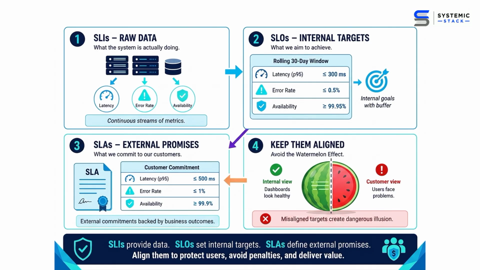If they aren't aligned, you'll run into a massive failure mode, the watermelon effect. This is where your internal dashboards are all green, but the customer is seeing red. It happens when you're measuring the wrong things or setting the wrong targets.